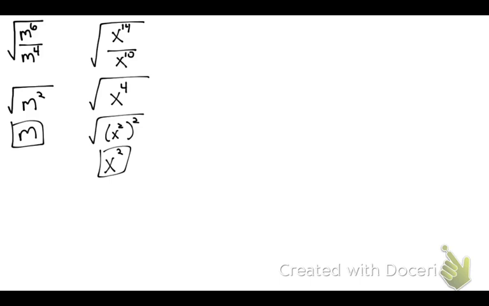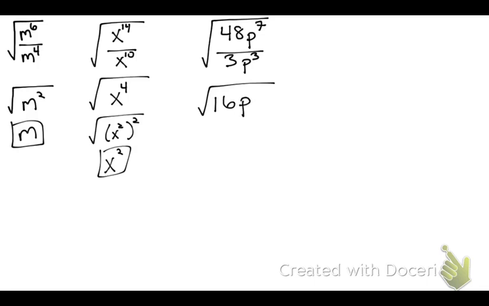Let's look at something similar but different. The square root of 48 p to the 7th over 3 p cubed. Now all this stuff is in the square root bar, so we can simplify this fraction. 48 divided by 3, well that's just 16. P to the 7th over p cubed, well that's just p to the 4th. We've done problems like this before. The square root of 16 is 4. The square root of p to the 4th is p squared.